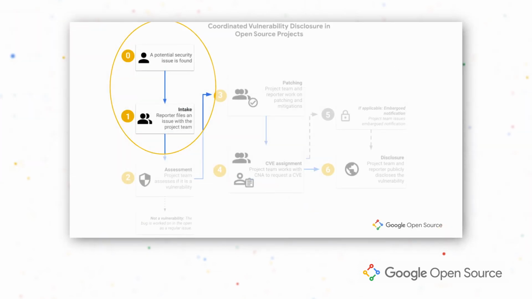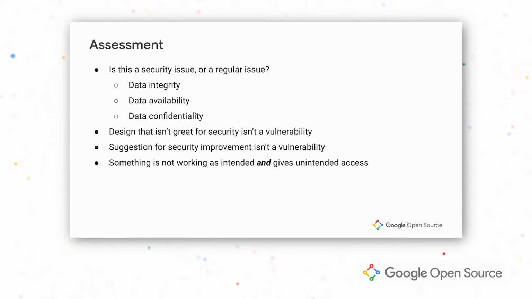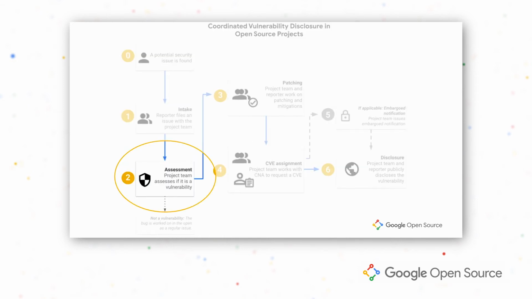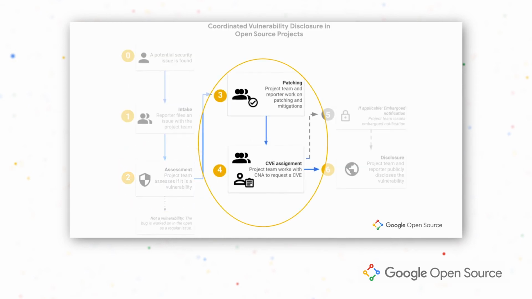So the issues come in, it's acknowledged, and then assessment starts. Not everything is actually a vulnerability. Vulnerabilities need to give undetected access or compromised data, and that typically falls in the categories of data integrity, availability, or confidentiality. Saying this is a bad design decision or here's a suggestion for improving security are not vulnerabilities. Those are things that can be handled in the open in public issues for your project. When we do see that something is not working as intended and gives that unintended access, then we do have a security vulnerability. And what do we want to do with it? We want to patch it and get a CVE like Oliver was talking about.